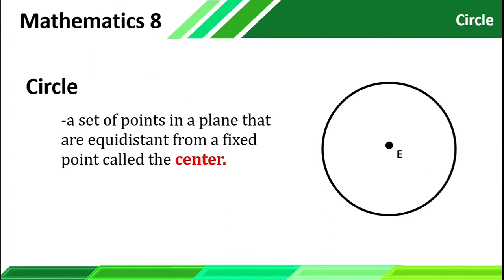When we say circle, it is a set of points in a plane that are equidistant from a fixed point called the center. So we have here a figure of a circle wherein the center is point E. We can name a circle using its center, so we can name this one as circle E, or we can use the symbol circle with a dot on the center and letter E. So this one is circle E.